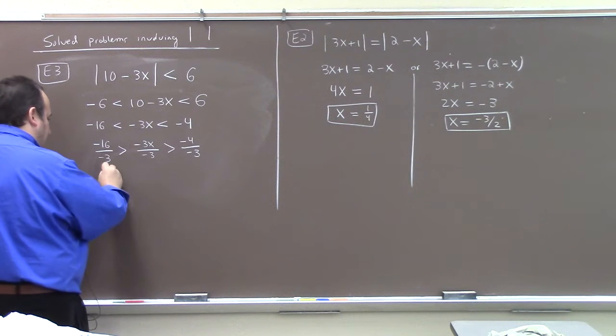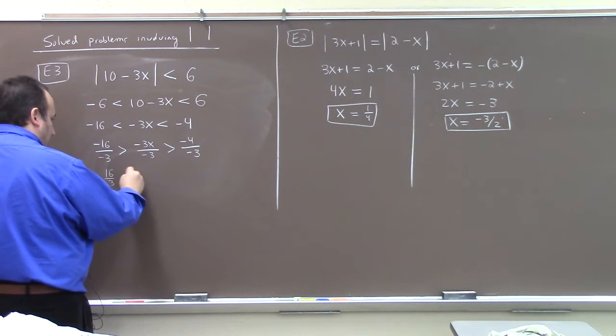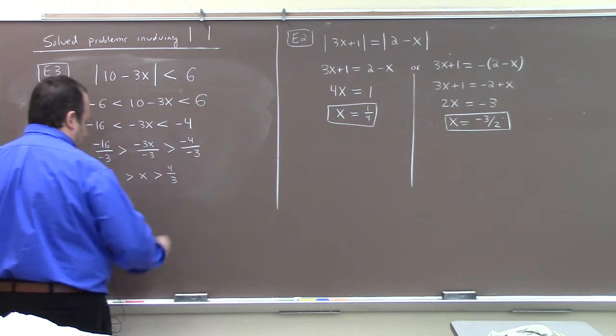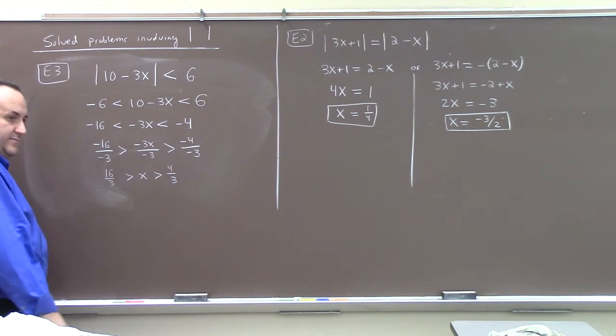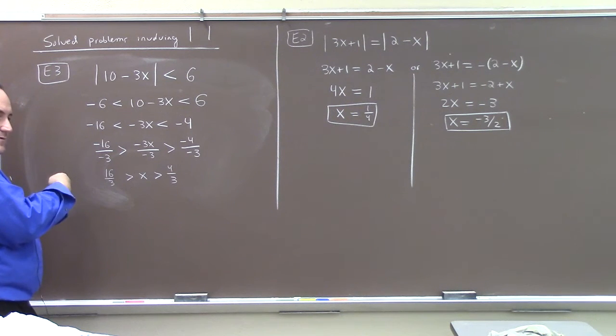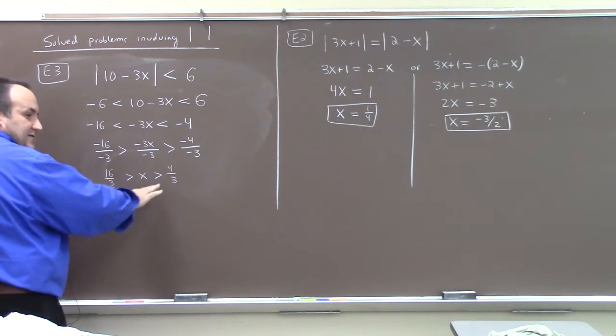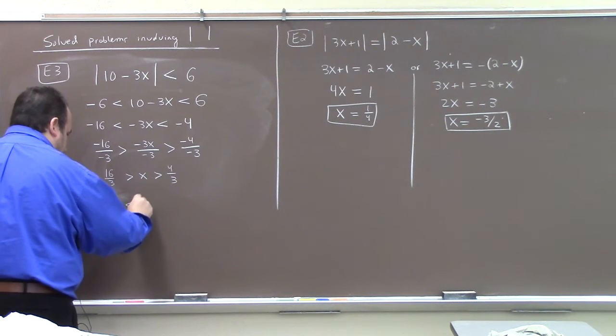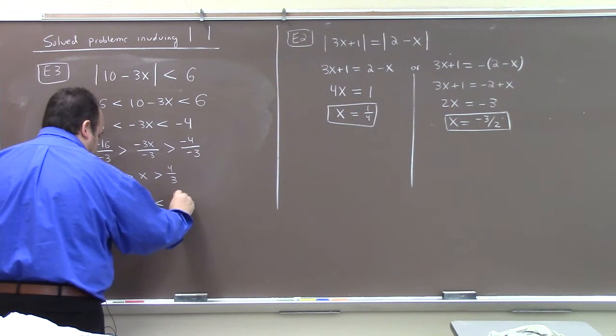What you got? You got 16 thirds greater than x greater than 4 thirds, which is awkward, right? This statement, I think, is awkward. We'd rather write it in the other way. So I trade this for the more natural. This is equivalent to 4 thirds less than x less than 16 thirds, right?